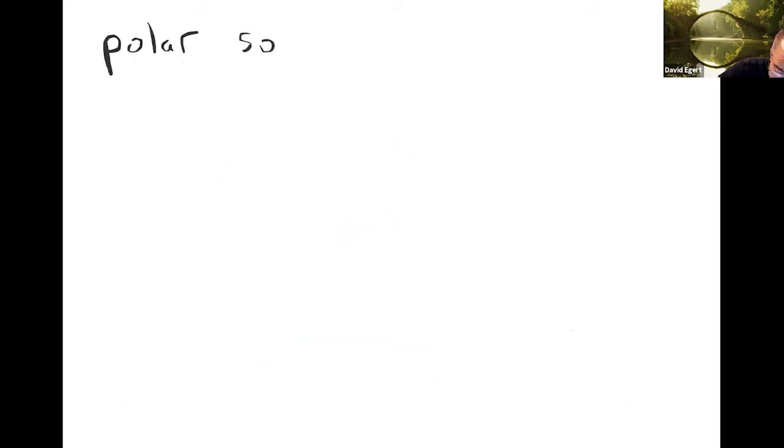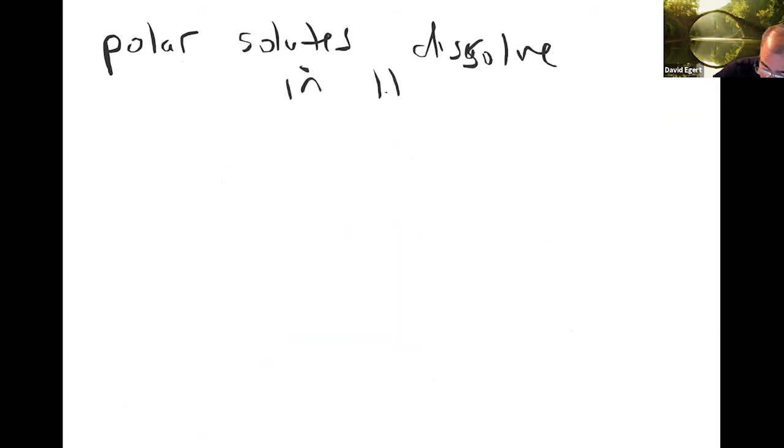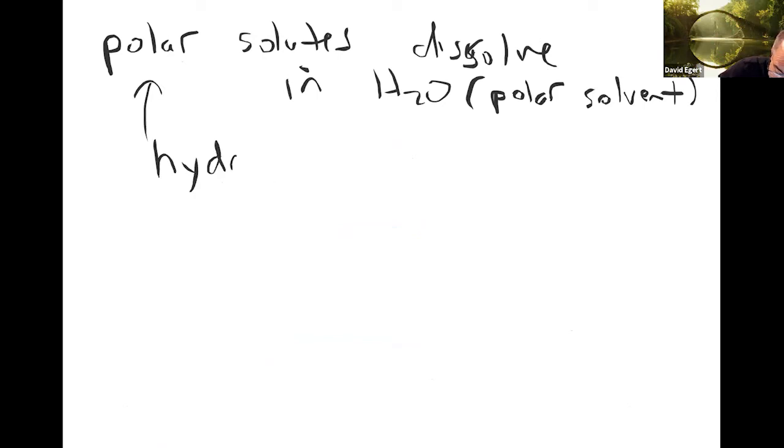So polar solutes dissolve in water, which is a polar solvent. We say these are hydrophilic, meaning water loving. You know, they like water, which makes sense. They like water. They're making the hydrogen bonds. They're doing that little dance with the water molecules.